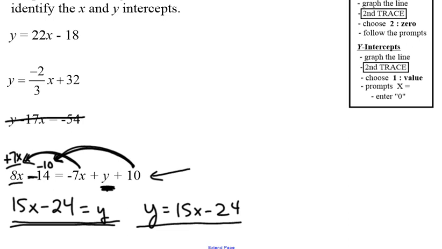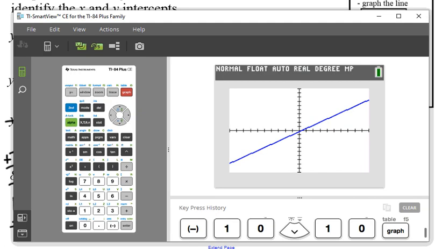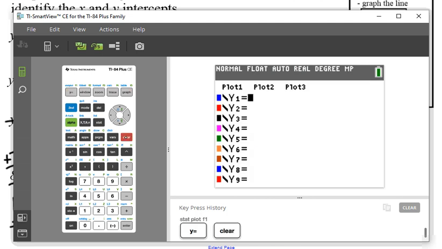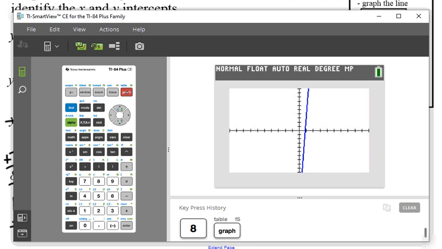So let's take a look back at our calculator and play around with the x and y intercepts. On that page 21, we want to start y equals, clear the one that was there. The first one was y equals 22x minus 18, and we want to graph it. Well, we have our x-intercept, but we don't have our y-intercept. We need to go down.